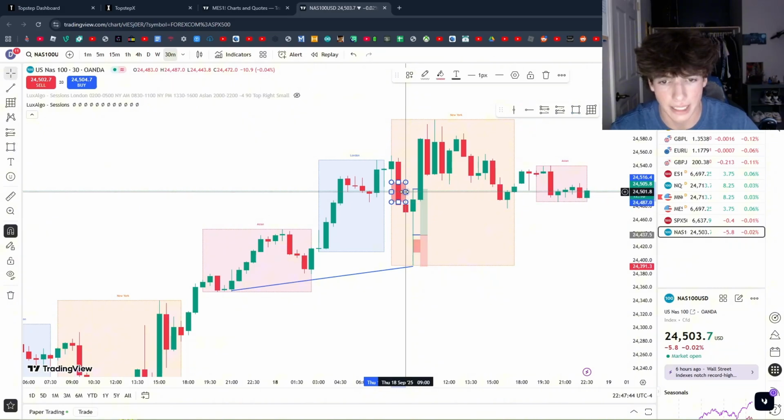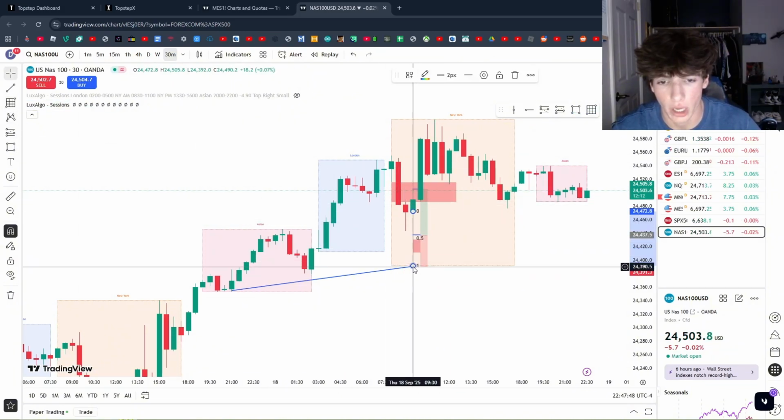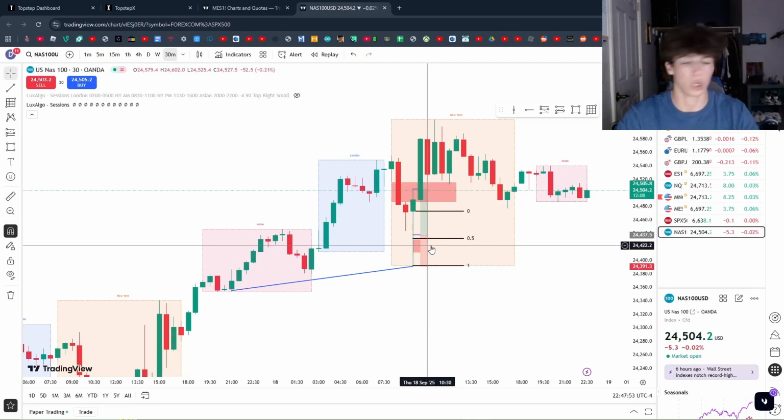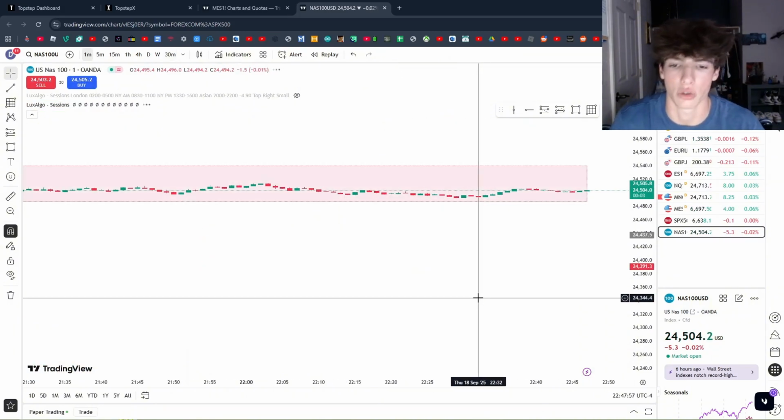We could easily come back down, stop me at break even, rebound to the perfect consequent encroachment of the wick, literally perfect to the wick, and then push higher. So that's why I'm not really looking to leave runners. But the reason I did leave runners was because of this.